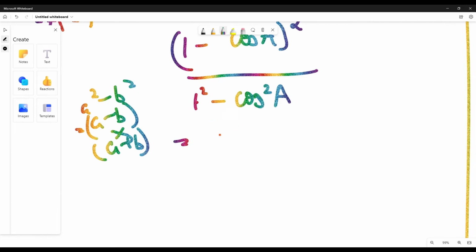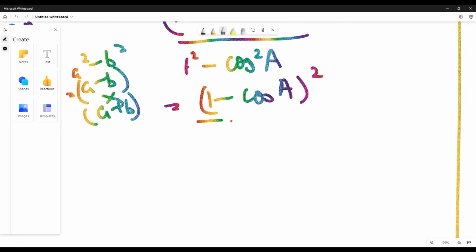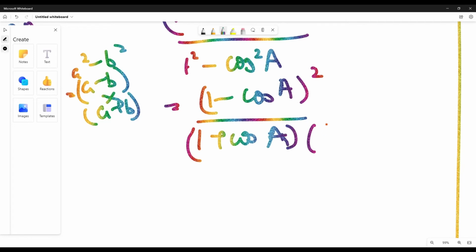Then next step, 1 minus cos a whole squared. Wait a minute. 1 plus cos a. So we can write it in any order. It's not necessary that a minus b has to be first. Doesn't really matter. 1 plus cos a, 1 minus cos a. Now we see this is in multiplication. This is whole squared, like 1 minus cos a, 1 minus cos a.